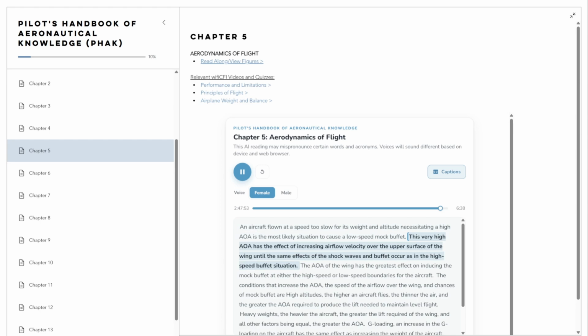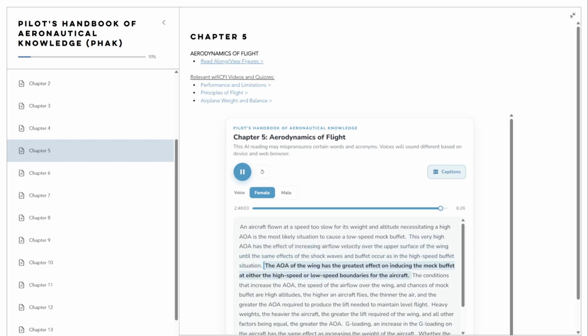This very high AOA has the effect of increasing airflow velocity over the upper surface of the wing until the same effects of the shock waves and buffet occur as in the high-speed buffet situation. The AOA of the wing has the greatest effect on inducing the Mach buffet at either the high-speed or low-speed boundaries for the aircraft. The conditions that increase the AOA, the speed of the airflow over the wing, and chances of Mach buffet are high altitudes.